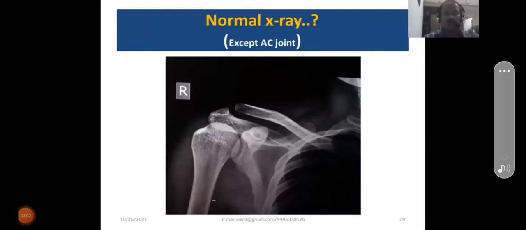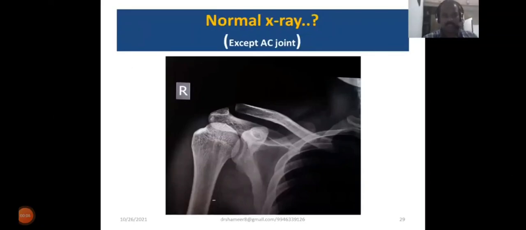Diagnose what is the normal X-ray. Okay, a normally placed X-ray, not a normal X-ray, because the technician can change your diagnosis. If the X-ray is not properly placed, there will be various diagnoses with the same patient. So before that, you have to know whether it is a properly aligned, properly placed X-ray.